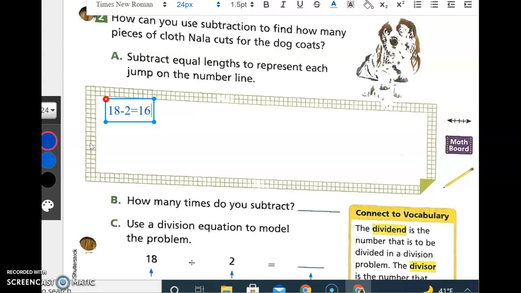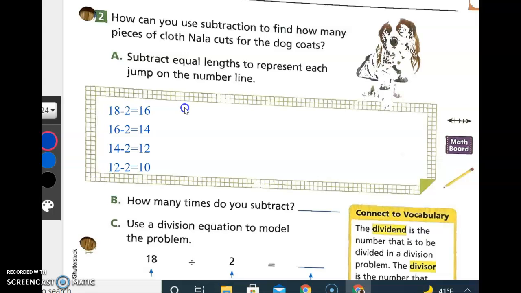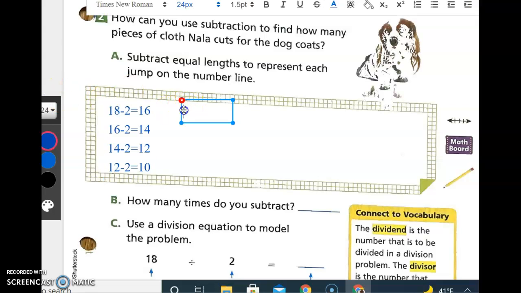16. Then we're going to say 16 minus 2 equals what? What are we going to start this one with? 14 minus 2 equals, okay, and then what? Okay, what will be after that? 10 minus 2 equals 8. 8 minus 2 would equal 6. 6 minus 2 would equal 4. 4 minus 2 would equal 2.